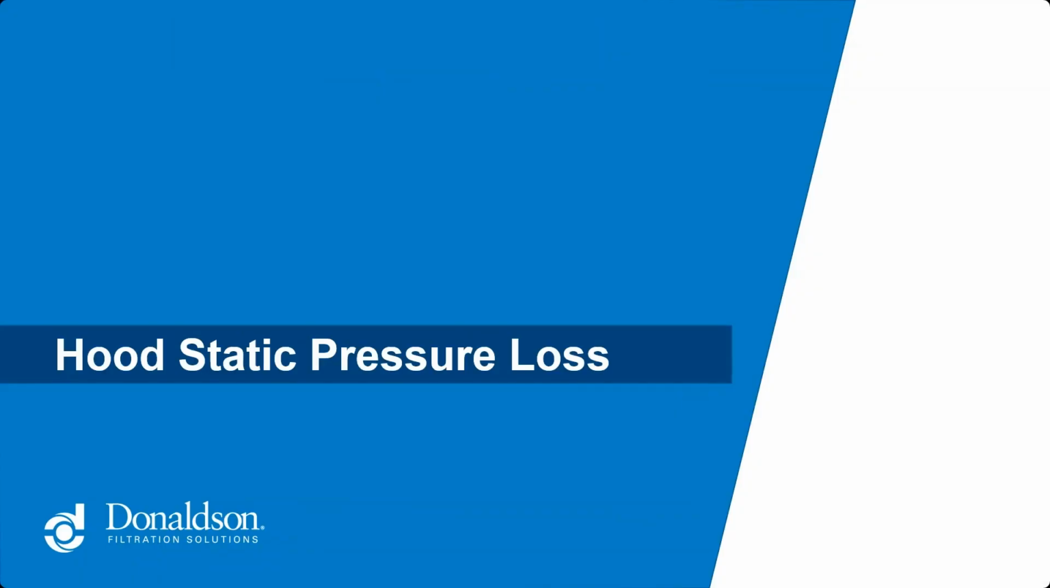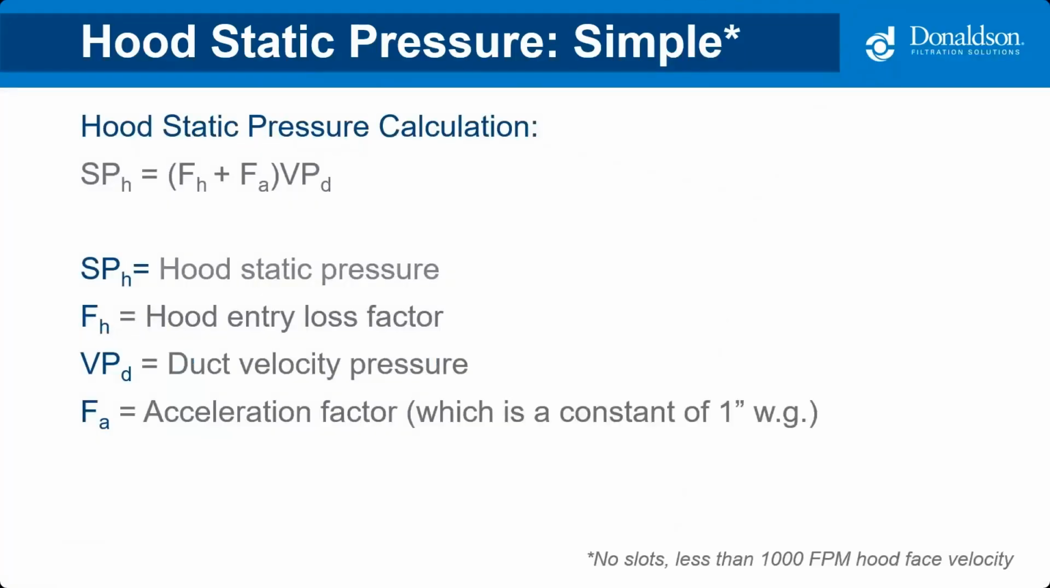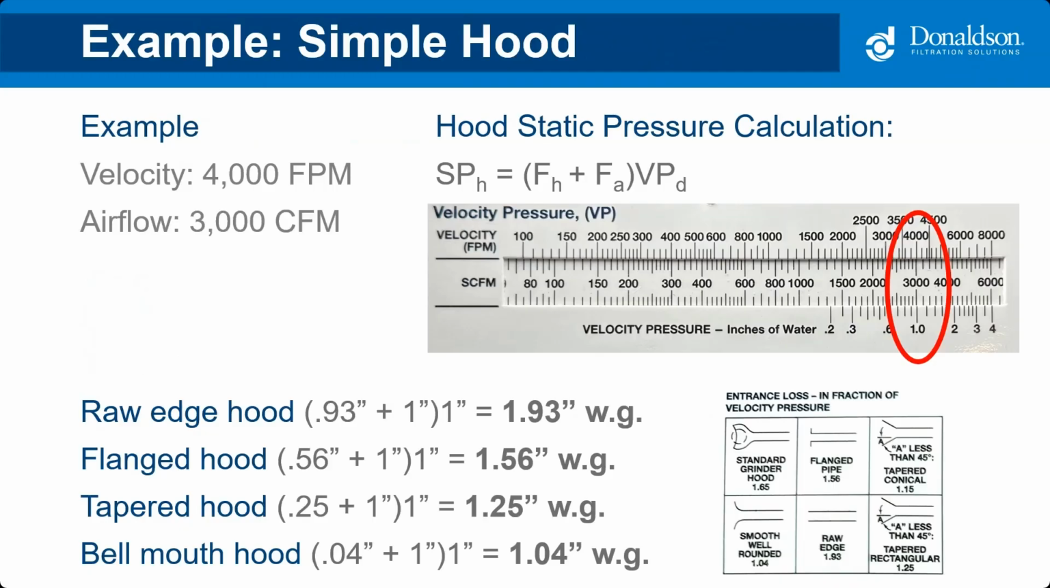All right, now we're going to talk about some static pressure loss. So calculating hood loss is pretty simple, especially for these easy hoods that we work with. You can see the formula on the screen. You just take the hood entry loss factor, add in the acceleration factor, which is typically 1 inch, and multiply it by the velocity pressure of the duct. We'll see a quick example here.